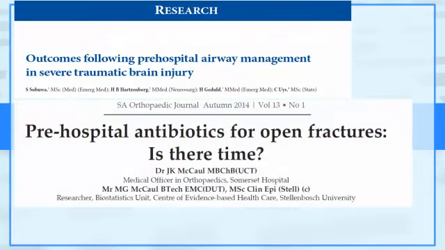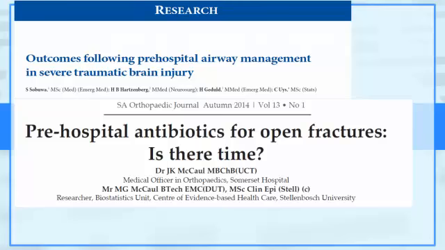Here's another one by McCall et al. Looking at how long it takes people to receive their antibiotics once they've had a fracture. Descriptive study looking at all the people in the ED and seeing how long it actually took them to get their antibiotics from case notes. Very useful. We can then hypothesize about, maybe we should be using antibiotics in the pre-hospital setting to try and reduce incidence of infection.